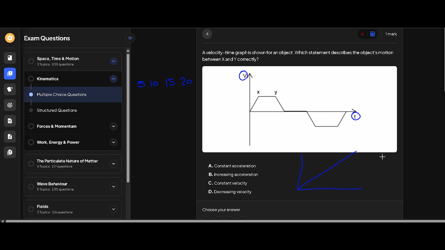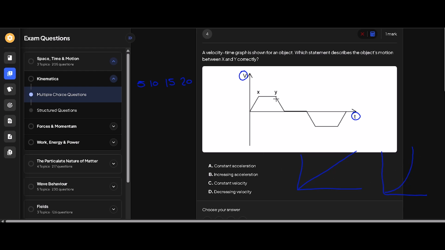What about increasing acceleration? It would be a curve right there going upward like this. And of course, the last one, decreasing velocity, would be the other way around. So probably it's not the constant acceleration, no, because here is the graph of it. And it's also not an increasing acceleration. Here it is, increasing acceleration.